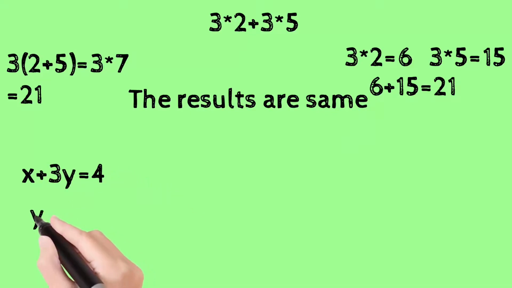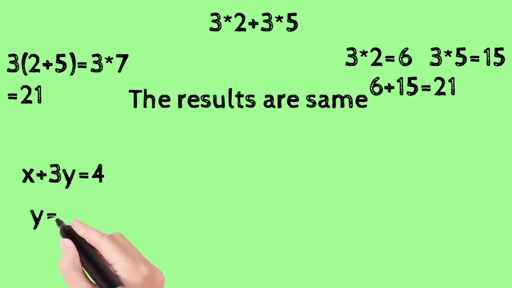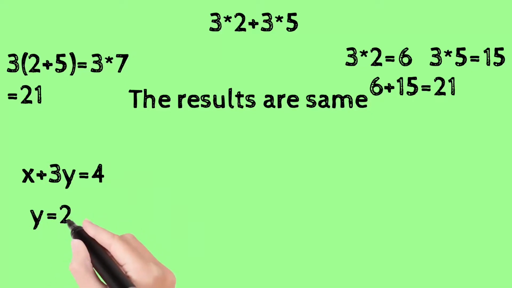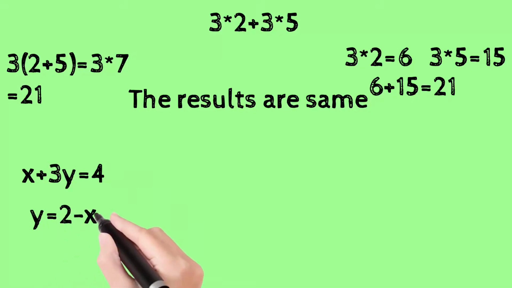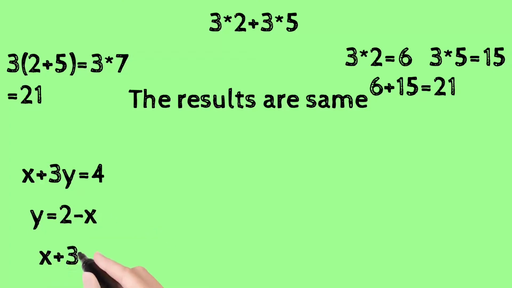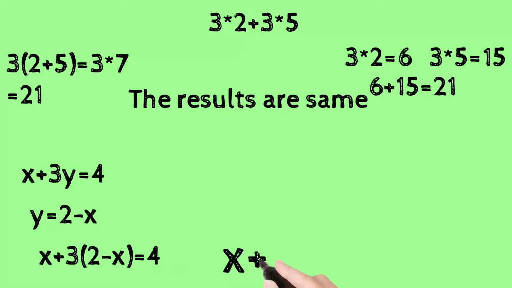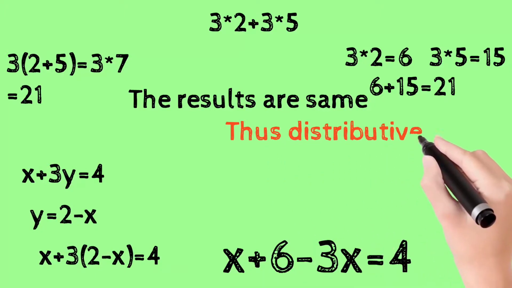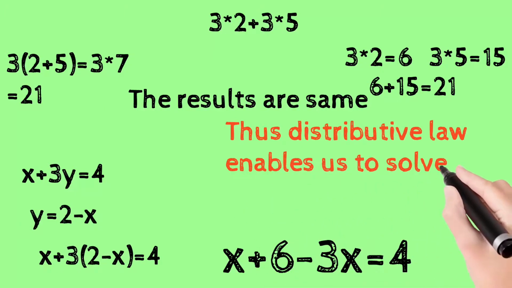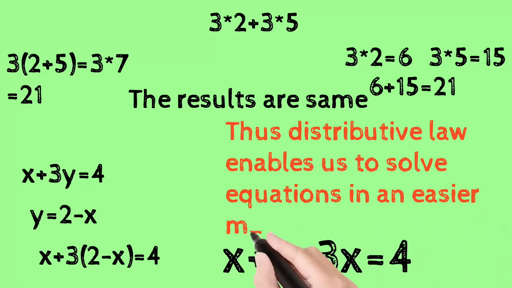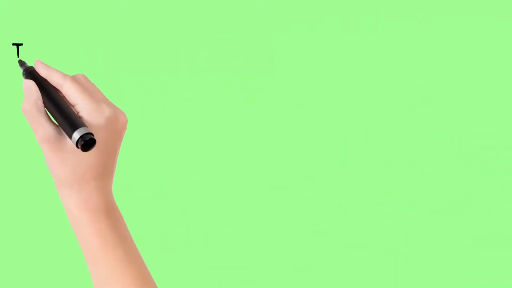Let us take this 3x plus 3y is equal to 4. The other equation is y equal to 2 minus x. So we have two equations. We have to solve these equations and find the value of x. Now instead of y, if I substitute 2 minus x, this 3y, so 3 has to be multiplied with both 2 and minus x. This is where distributive property is very important to solve it and find the value.